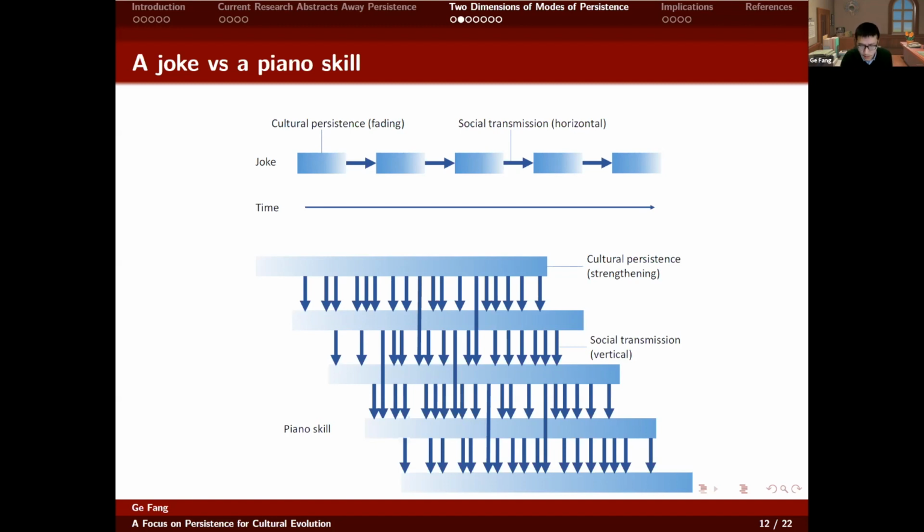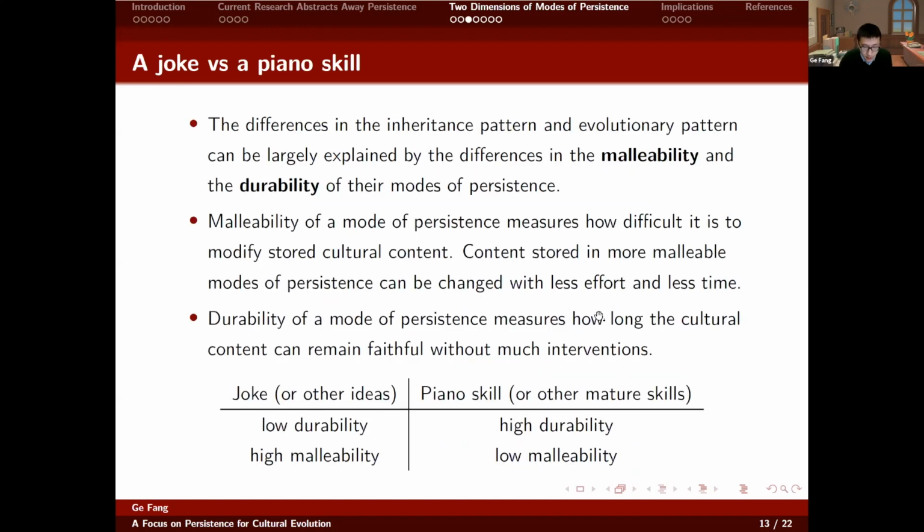Still, these diagrams suggest the minimal requirement for cultural inheritance and evolution, and they also depict common motifs in actual evolutionary patterns. These differences in transmission and evolutionary pattern, in my opinion, can be explained by the differences in the malleability and durability of modes of persistence.